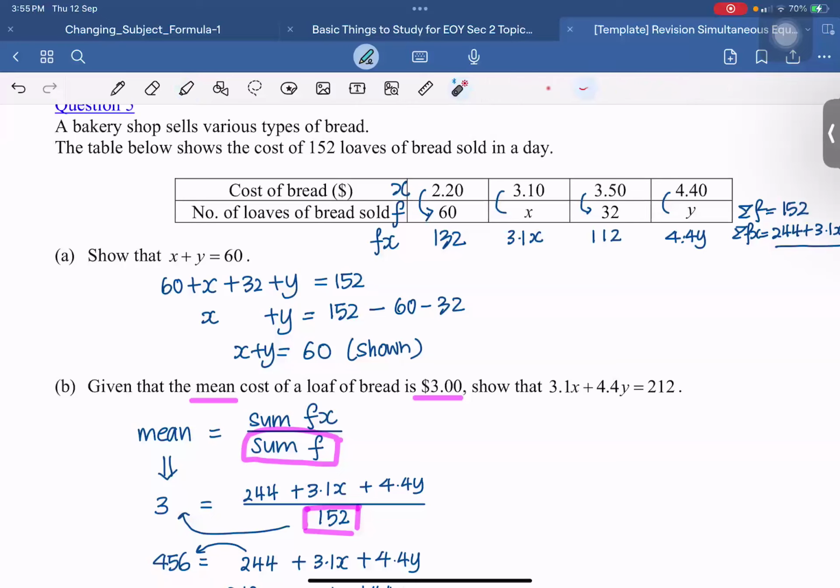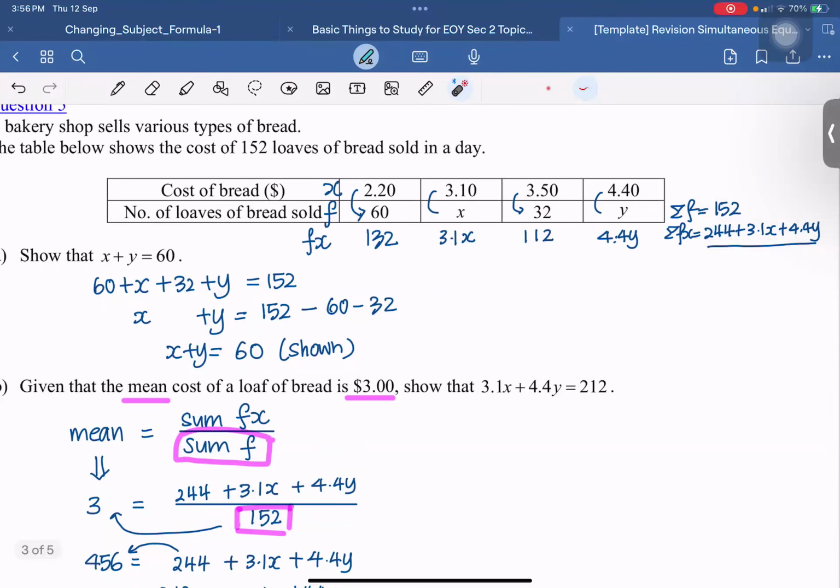The next one, fx. So what do I need to do? Take the f and the x, the two of them, multiply together. So 60 times 2.2, 3.1 times x, 3.1x, 3.5 times 32, 4.4 times y. Then add them together, sum fx. Those with letters, I shall not add together because they are different letters. So I take 132 plus 112 gives me 244. Then I'm left with 3.1x and 4.4y.